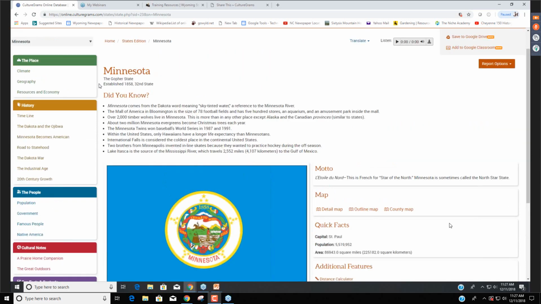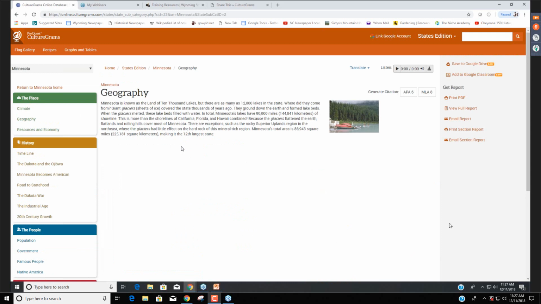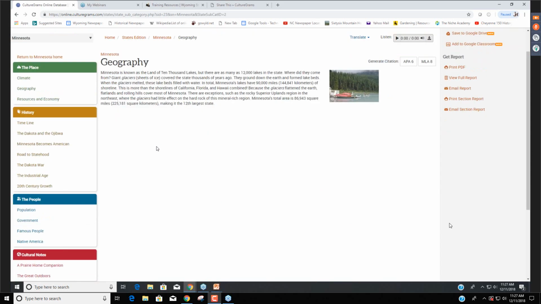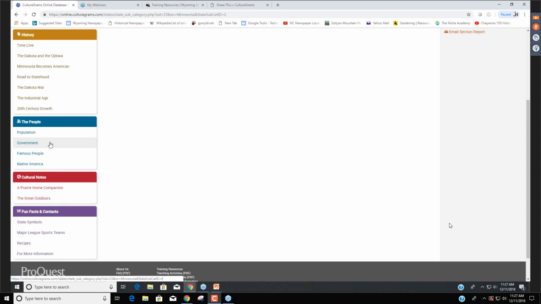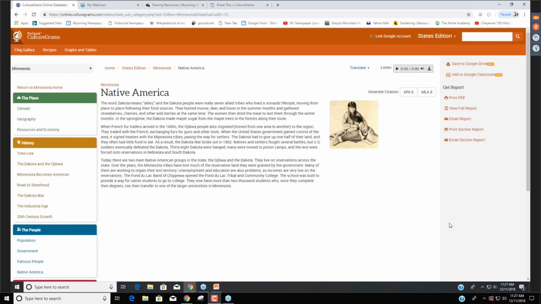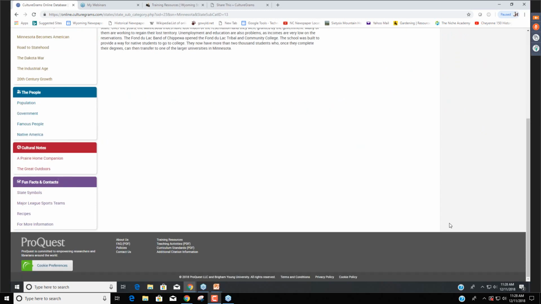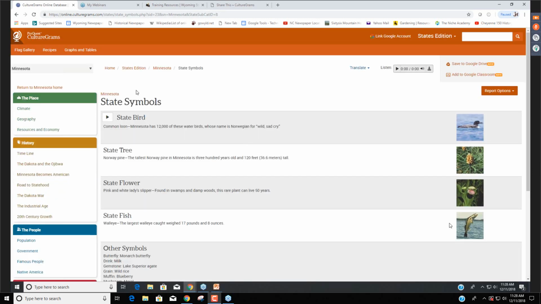On the left-hand side for states, we again have information about place, for example, geography, and what that looks like and what it's looked like over time. The timeline, and then the cultures that came into that area and were in that area. It includes famous people. They've also recently added Native America, just giving that history of the peoples that were there. And then under fun facts and contacts, all of these list their state symbols. The state bird, they've added the sound.